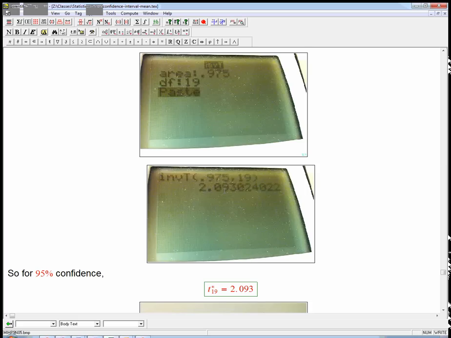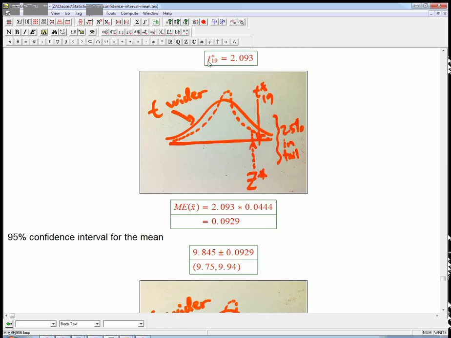Here's our analog of the Z star, 2.093. We're going to call that T star 19.